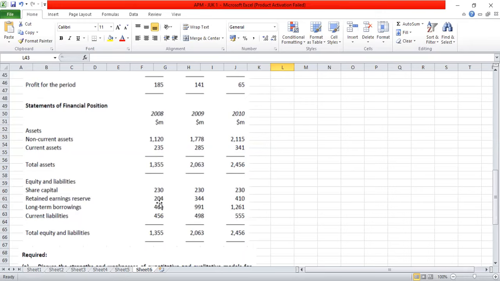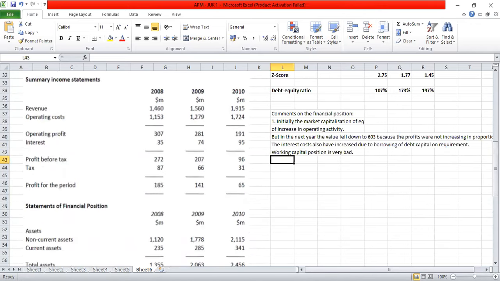See, initially it was only 204. Now 204 and 344, the difference is 140. So the next year the profit earned is 141. So they have retained 140. It indicates that nothing was paid to the equity shareholders as dividend. Then that will cause dissatisfaction among the shareholders, which is also a mistake. Then next year is 65. That 65, when it is added to 344, it is 410. So now 409. That is the same thing continued here. So equity shareholders were not paid dividend, causing shareholders' dissatisfaction.